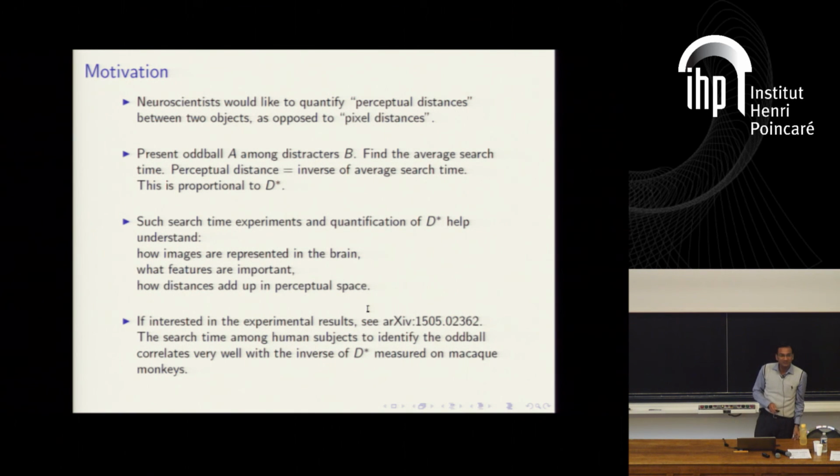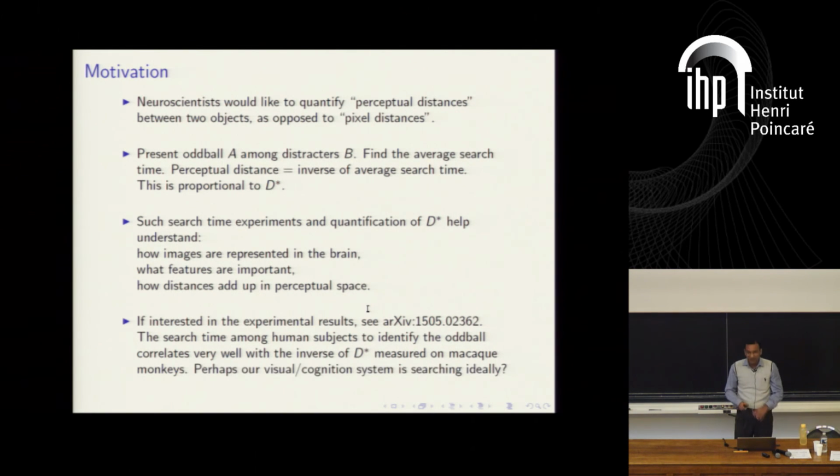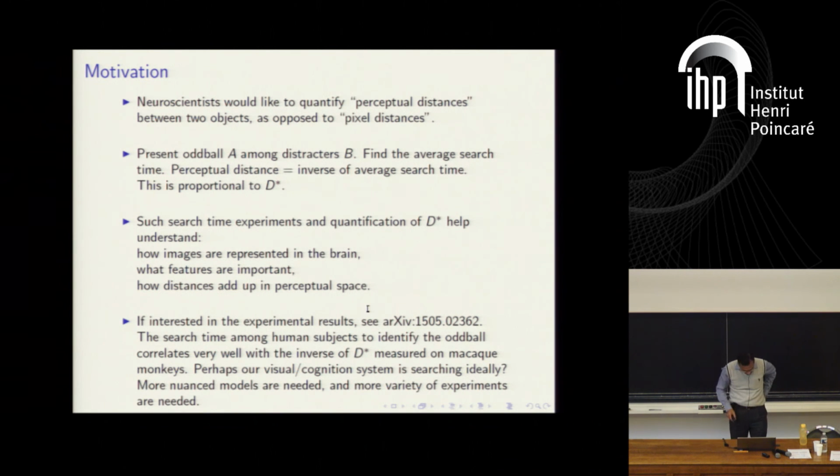Okay, so how many more minutes do I have, Aaron? 7 minutes, okay. So I might not be able to do justice to the analysis, but I'll just point out the key elements of the analysis. Okay, so this perhaps suggests that if this correlation is matching perfectly, maybe we are actually searching in an ideal fashion. But of course, more nuanced models are needed, and a variety of experiments are needed to confirm this particular hypothesis, and that's also something that our neuroscientist friends are looking at.